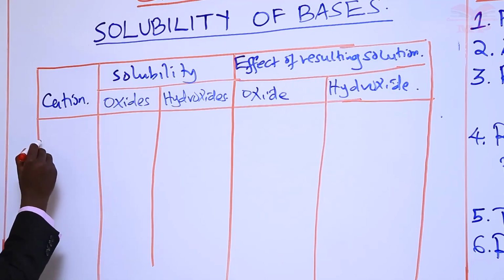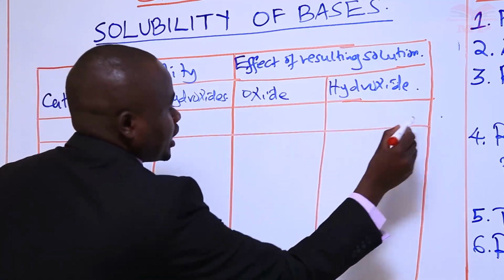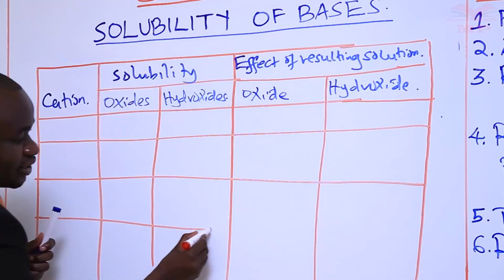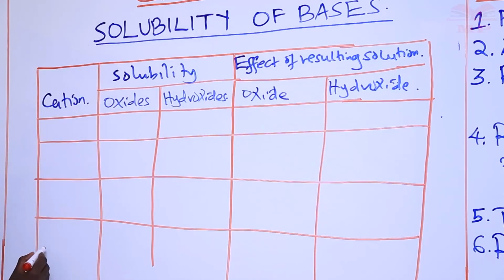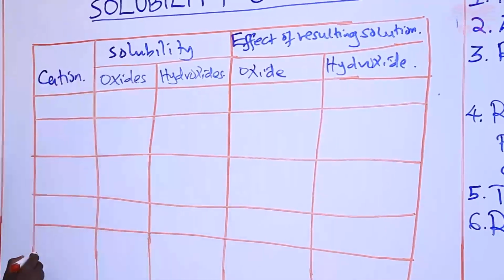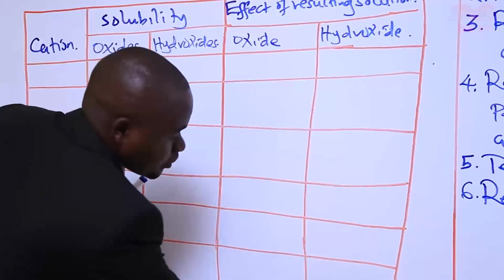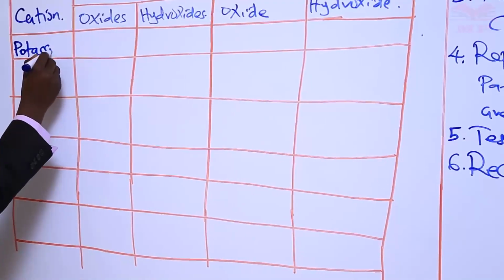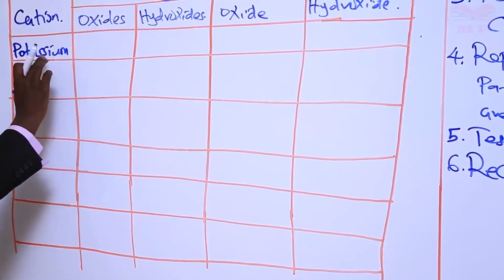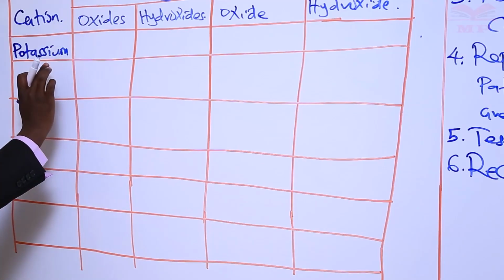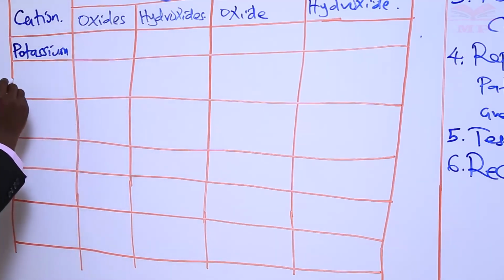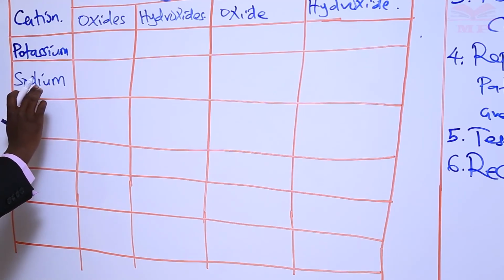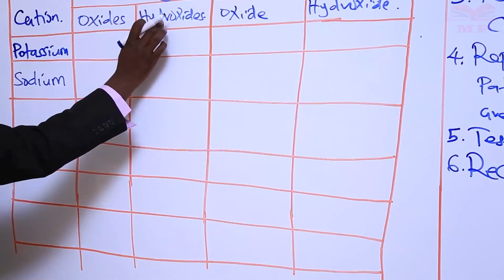From the procedure, we can be able to identify the cations that we are using. Remember, we said cations are positively charged ions. So our first one from the procedure will be potassium, so that our oxide is potassium oxide, the other is potassium hydroxide, and the next one is sodium. So the oxide is sodium oxide, sodium hydroxide.